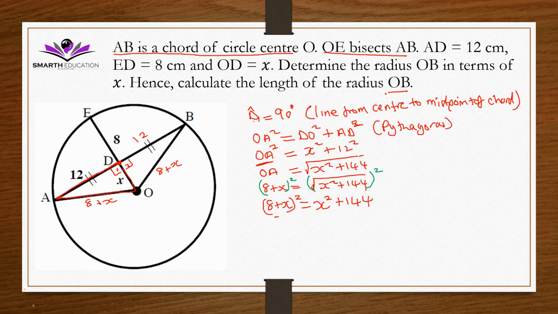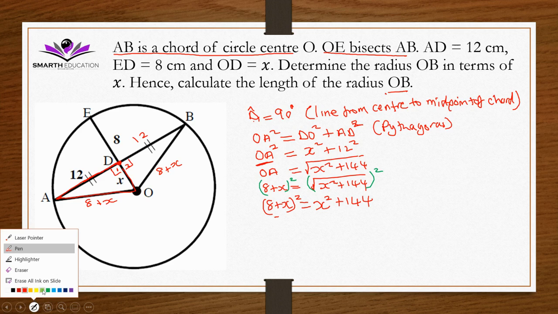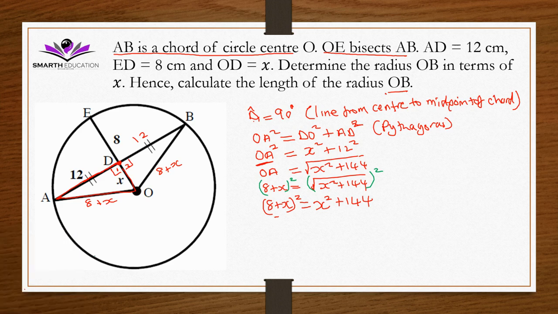Let me show you the FOIL method, then I'll show you the other, easier method of finding the product of square binomials. I've seen this common mistake a lot. 8 plus x squared means 8 plus x times 8 plus x. That's what it means, isn't it? I've seen people just squaring 8 and squaring x and saying they've expanded. No, we can't do that.